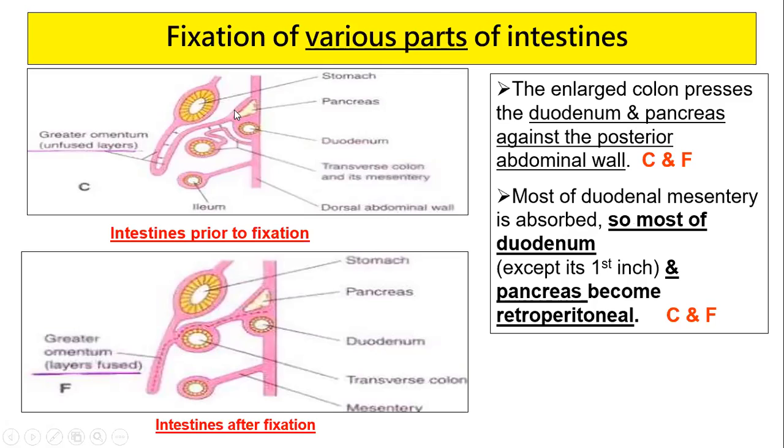So the first, second, and third parts of the duodenum, except the last first 1 inch, lose their mesentery, and the pancreas becomes retroperitoneal. So both the duodenum and the pancreas become retroperitoneal, as you can see here. But the other parts, like the transverse colon and the small intestine, all have the mesentery. The pancreas and duodenum get attached to the posterior abdominal wall.